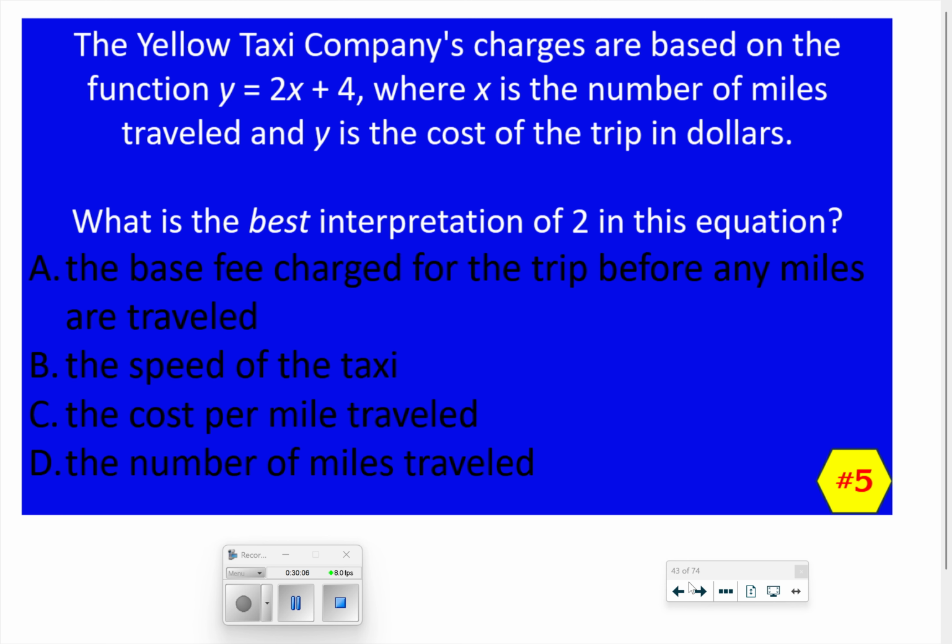All right, the yellow taxi company's charges are based on the function y equals 2x plus 4, where x is the number of miles traveled and y is the cost of the trip in dollars. What is the best interpretation of the 2 in this equation? So what they want to know is, what does this mean in context of what the company charges?